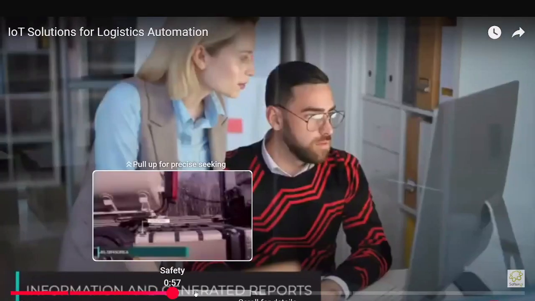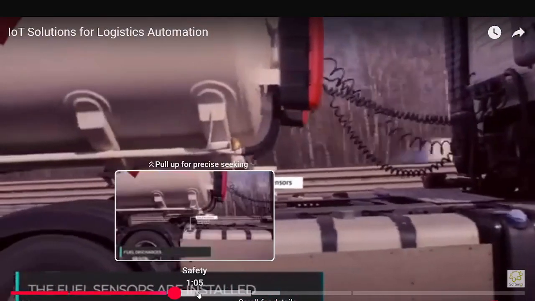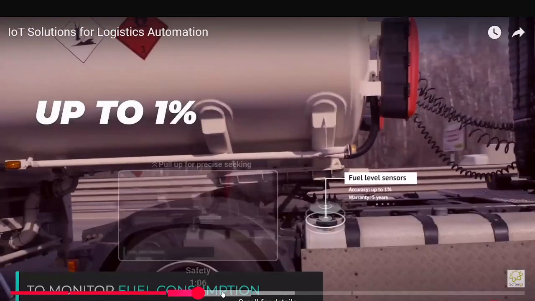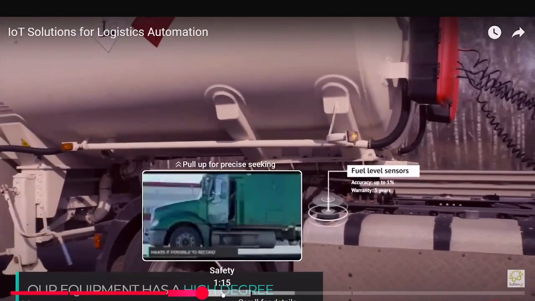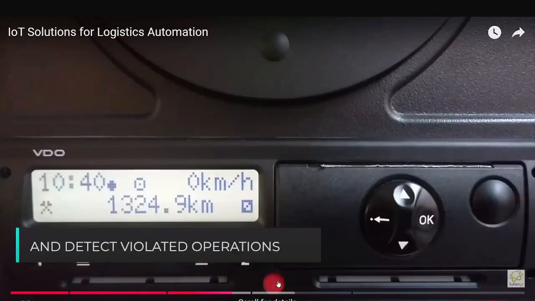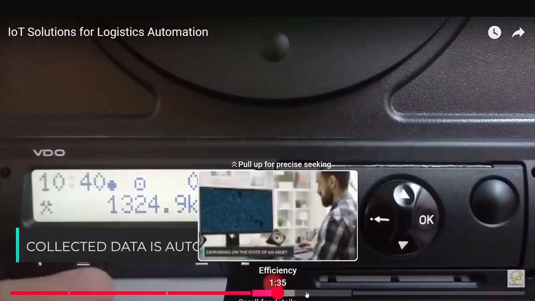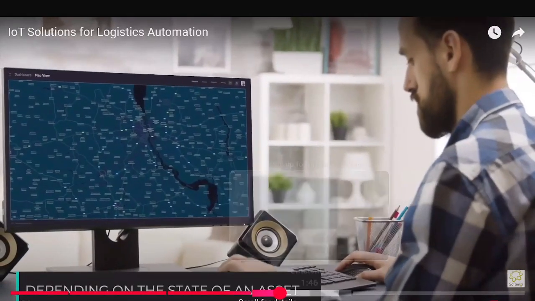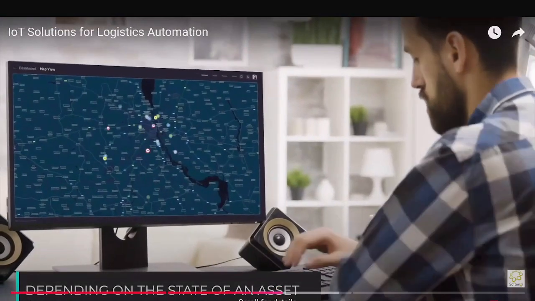The fuel sensors are installed in the vehicle tank to monitor fuel. Our equipment has a high degree of protection from external factors and fault tolerance, right? Track completed trips, and detect violated operations. Depending on the state of your asset, we can see these kinds of analytics in color, right? So we can do these kinds of analytics from a remote interface, and then we can manage.